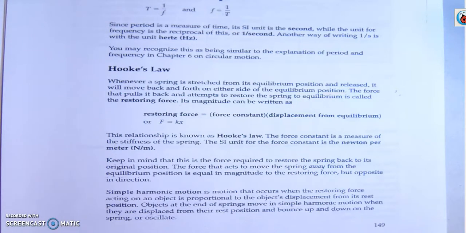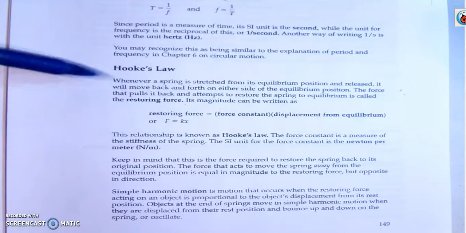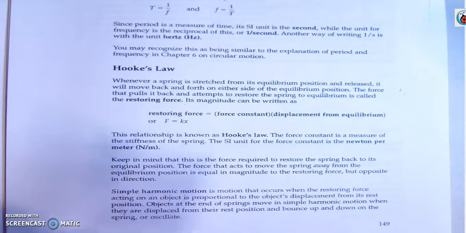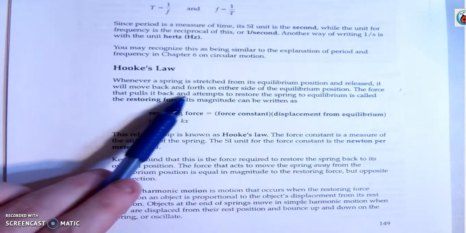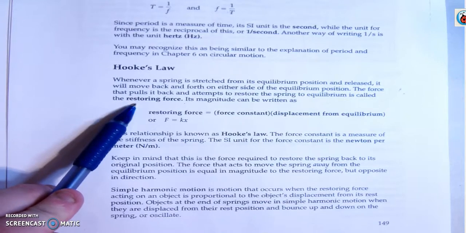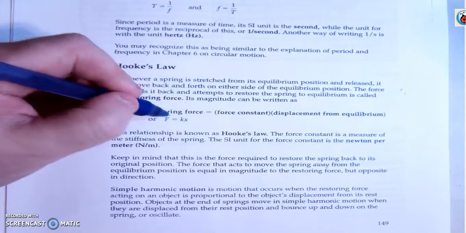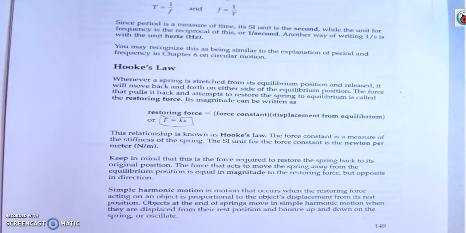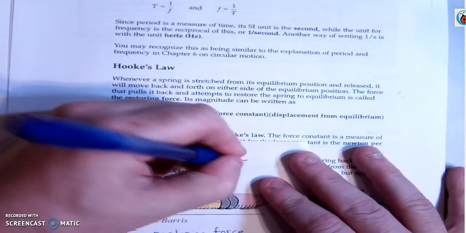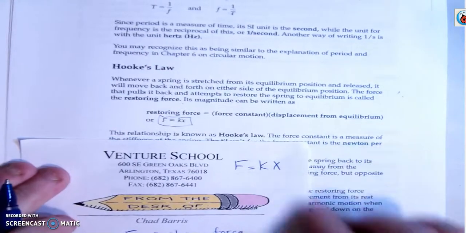So let's go over some of this. When a spring is stretched from its equilibrium position and released, it's going to move back and forth until it reaches that normal natural resting equilibrium. The force that pulls it back and forth and attempts to restore it to the equilibrium is called the restoring force. So this is very important. And the magnitude of the restoring force is written as this. So this is our formula right here. Let me write it up here. The restoring force equals K times X. Restoring force equals K times X.